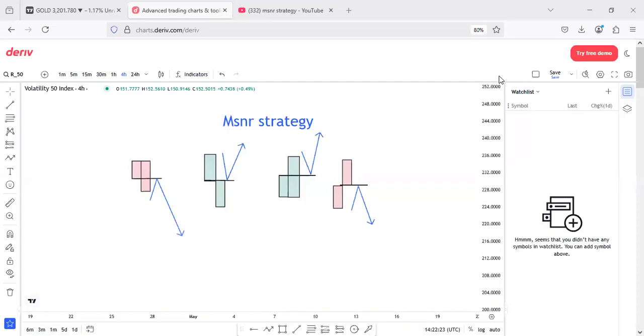Hello guys, on today's topic, I'll be discussing the MSNR strategy, which is the Malaysian SnR strategy. All right, so I'm gonna break it down for you guys to know what it is.